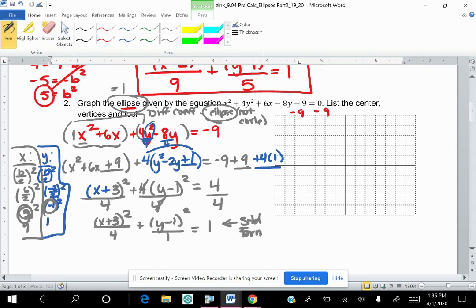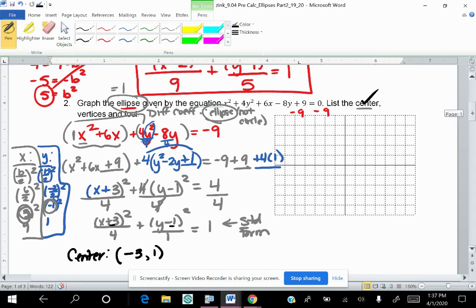Set equal to 1. But I still haven't actually given any of the answers to the questions yet. I still need to graph it. I need to list the center, the vertices, and the foci. So let's first start with the center. That should be our fastest one. So for the center, we're going to take whatever's being added or subtracted to x and y, and we take the opposite signs, just like we would with a circle. So this would be -3 and +1. Now I've answered a question. On the right track here.